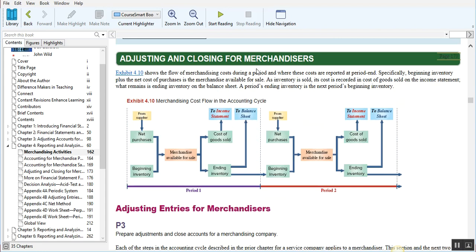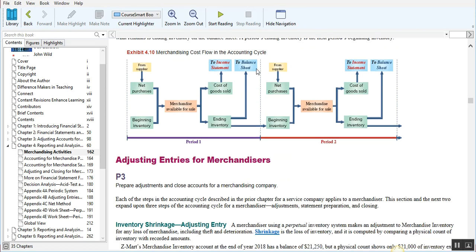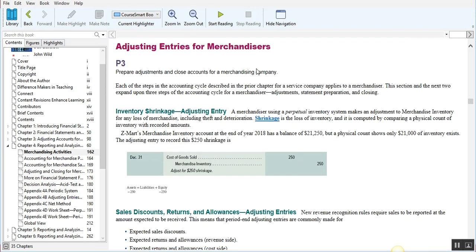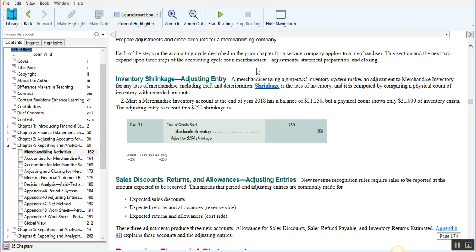So when we adjust these accounts and close for merchandising businesses, how do we adjust inventory? One of the things that we mentioned in class was there may be merchandise inventory shrinkage. Shrinkage can be the loss of inventory through a number of different ways, but one of the primary ways is through theft. Shrinkage can also refer to the loss of merchandise due to spoilage or something of that nature.